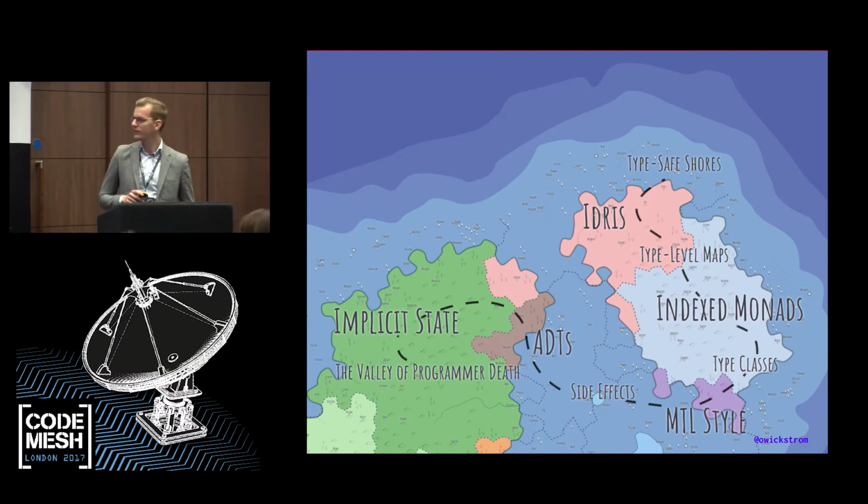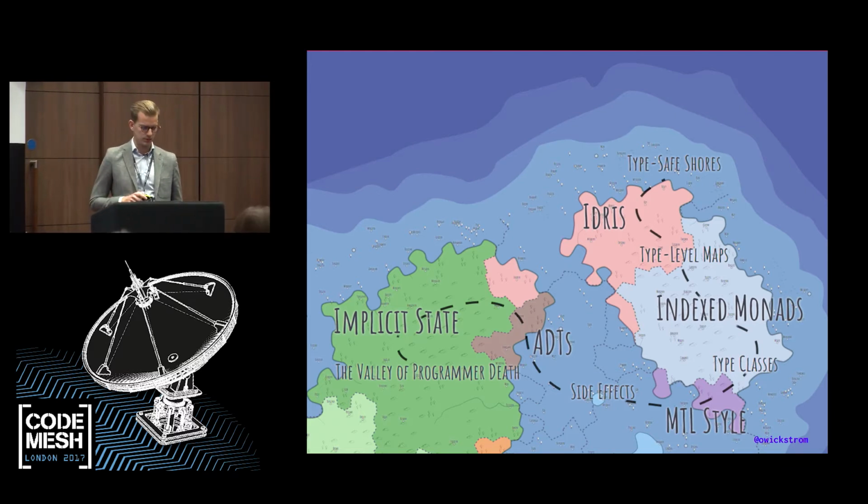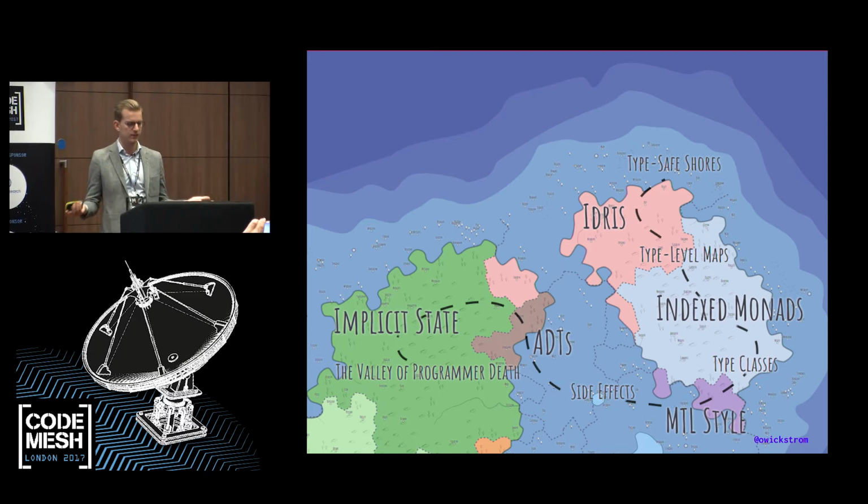So I generated this nice fantasy map to make you very interested. We'll start down in the Valley of Programmer Death and escape the land of implicit state through ADTs, and go through the side effects into the safe harbor of MTL style. And pick up some type classes, travel through Index monads, and we will cross the value type level boundary into the land of Idris, where we will eventually settle down on the type-safe shores and reflect on our journey.